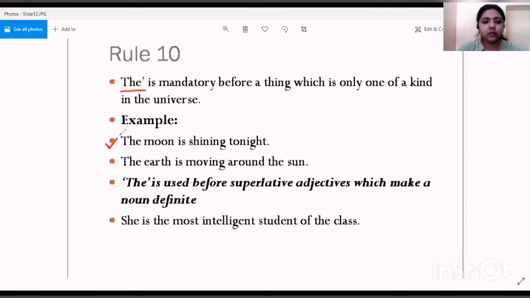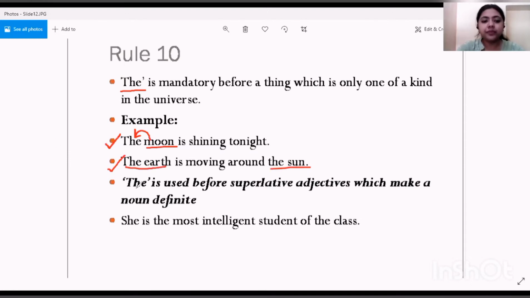So let us look at the example. This is the easy one. The moon is shining tonight. Again, moon is only one in the universe, so we add this article the before it. Again, earth is one, so the earth is moving around the sun. Again, sun is one, so we are using the before the sun as well.